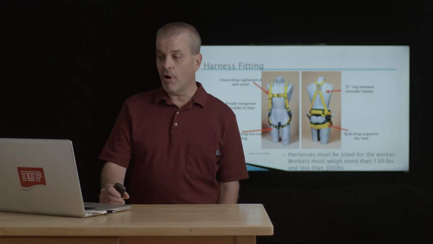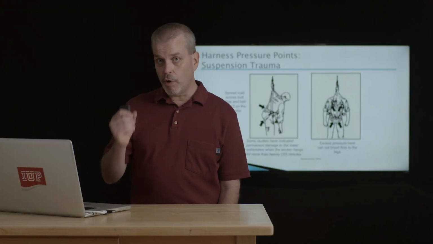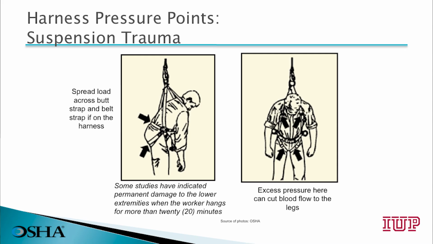So how do we ensure that the harness properly fits? We want to ensure that our chest strap is tightened mid-chest, that the entire harness assembly is snug, that our leg straps are connected but not too tight as to bind. We want to ensure that the D-ring is between our shoulder blades and that the straps underneath us support the load should we have a fall. And it's important to remember that any body harness needs to be sized for the worker. What are the hazards of wearing a harness during a fall? We need to be concerned about pressure points and suspension trauma. A properly fitted harness ensures that the risk of suspension trauma is minimized.